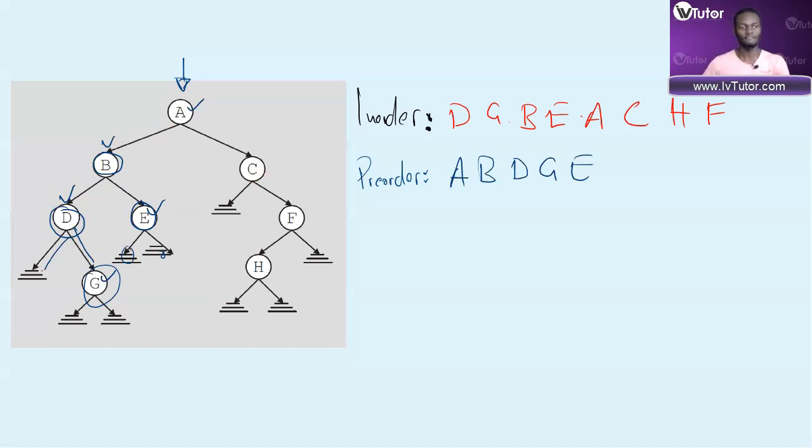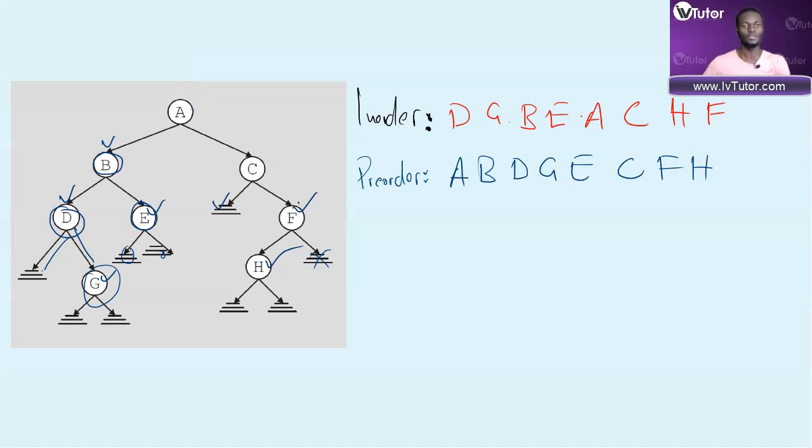When I go to the right, I find node C, and again, you start with the node, you start with C, then you go to the left, then you go to the right. When you go to F, it's node, left, right, it means you start with F, then you go to the left, H, then you go to the right, and there's nothing there. All right, so that's how you do pre-order.